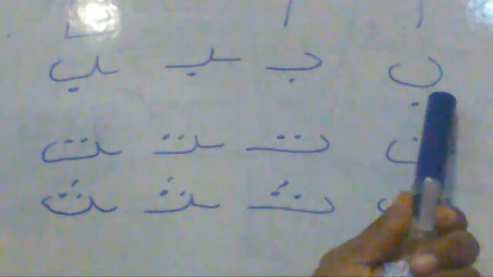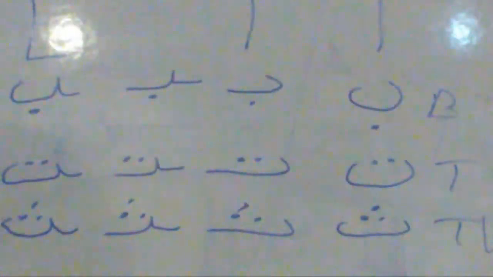The first 4 letters, you have alif, ba, ta, tha. The alif is silent. The ba makes a B sound. The ta makes a T sound. And the tha makes a TH sound. Okay? I don't know if they can see that. The ba makes a B sound. Ta is a T and the tha is a TH. Okay?